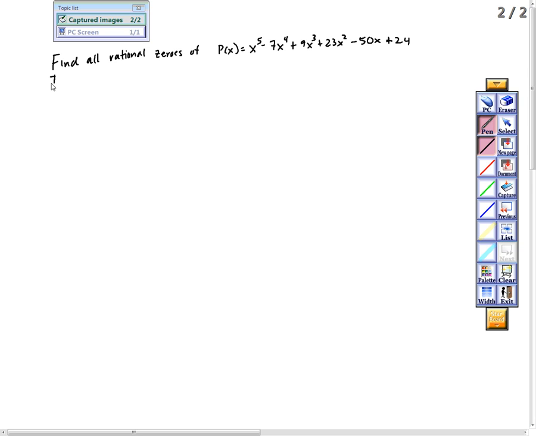So to do so, I have my potential roots, my possible rational zeros. They are going to be the factors of 24 divided by the factors of the coefficient of the leading term, which is 1 in this case. So plus or minus 1, plus or minus 2, plus or minus 3, plus or minus 4, plus or minus 6, plus or minus 8, plus or minus 12, plus or minus 24. That's a lot. We're going to hope we can narrow it down, maybe using Descartes' Rule of Signs.